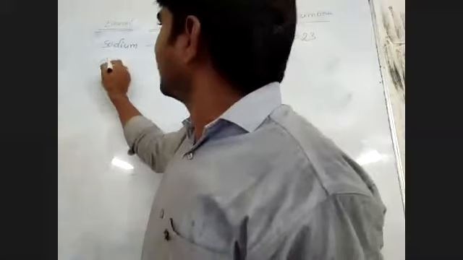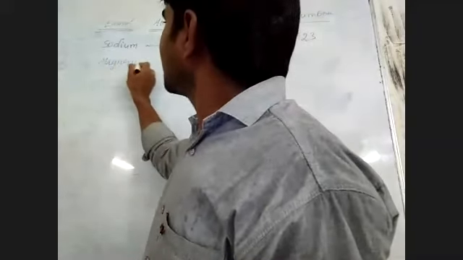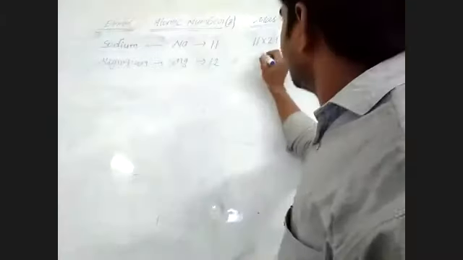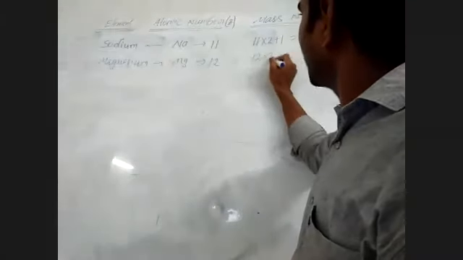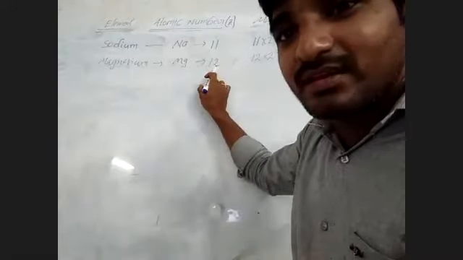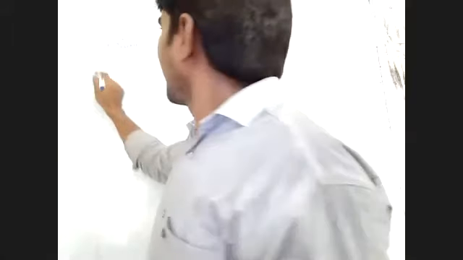Next, magnesium. Magnesium, Mg. Magnesium atomic number is 12. What is the mass number? 12 into 2 equals 24. Why 24? This is called an even number. Next, aluminium.